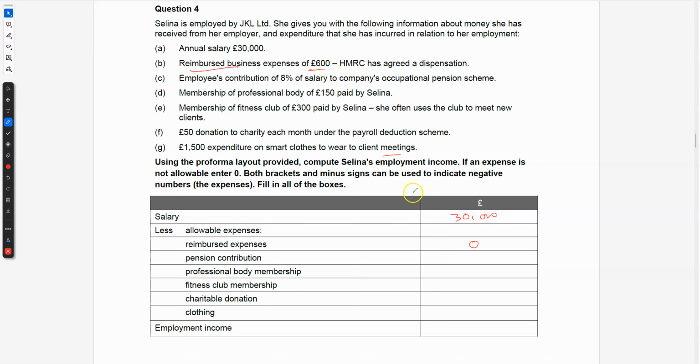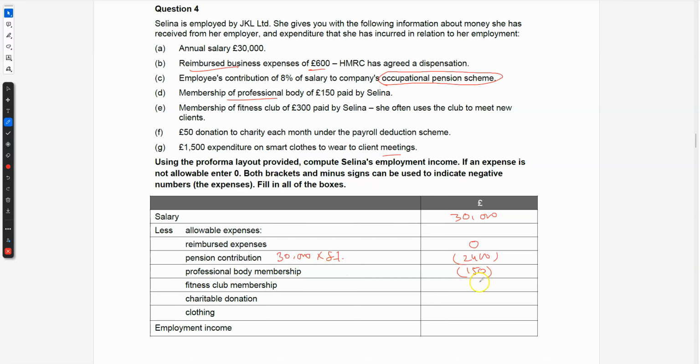Then pension contribution. Of course, if you make a pension contribution to the occupational pension scheme, remember that will reduce her taxable income, so that is an allowable expense. So 8% on the salary. 30,000 is the salary, multiply by 8%, 2,400 will reduce the salary. Professional body membership 150 is an allowable expense. Any professional body membership is an allowable expense. For example, if you paid to your AAT, ACCA, ICAEW or CIMA, those are all professional bodies and it's an allowable expense.